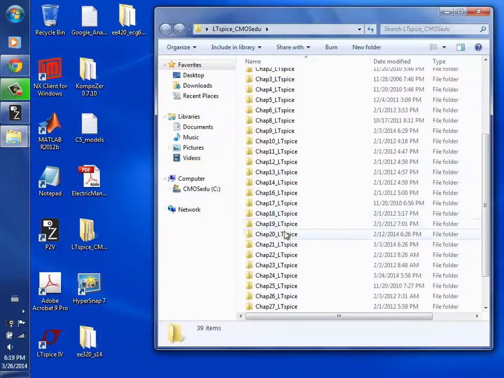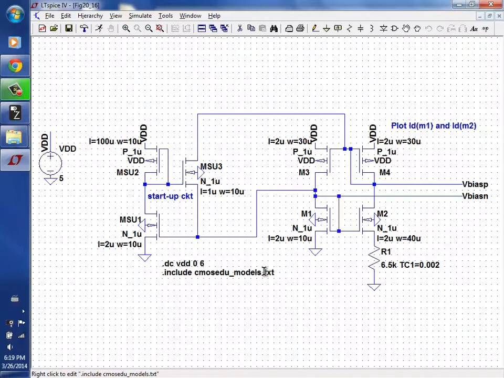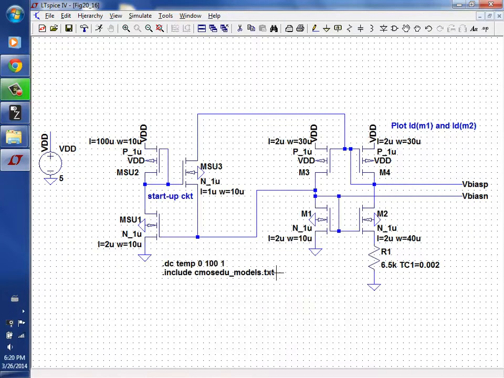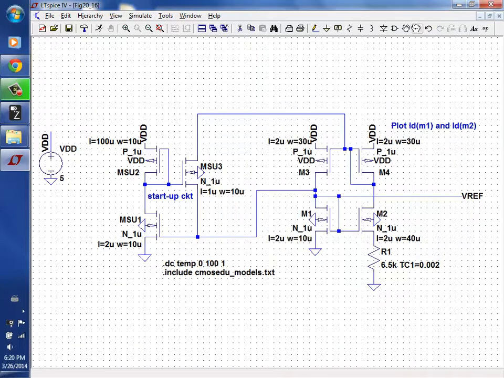I guess it's 2016. And what I'm going to do is I'm going to change this DC to a dot DC, and I'm going to sweep temp from 0 to 100 in 1 volt steps. And then I'm going to change this. Let's get rid of this, and I'm going to call this VREF just to be consistent. And move this over.